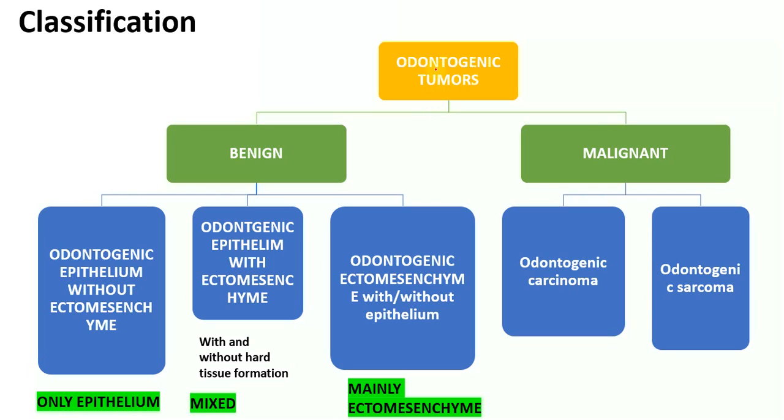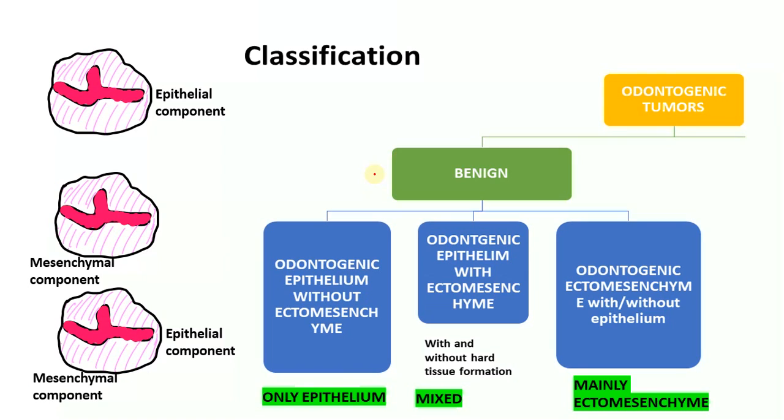In the first slide, we discussed that odontogenic tumors represent a broad spectrum and they can essentially be classified into benign and malignant. The malignant, which is rare, can further be classified into odontogenic carcinoma and odontogenic sarcoma. While the more common and more important benign can be classified into odontogenic epithelium without ectomesenchyme, with ectomesenchyme, and odontogenic ectomesenchyme without epithelium. So essentially the classification of benign tumors is a little bit more tricky.